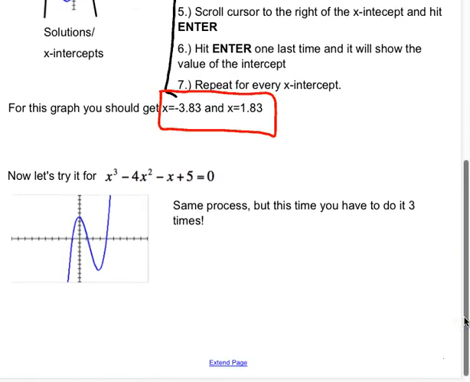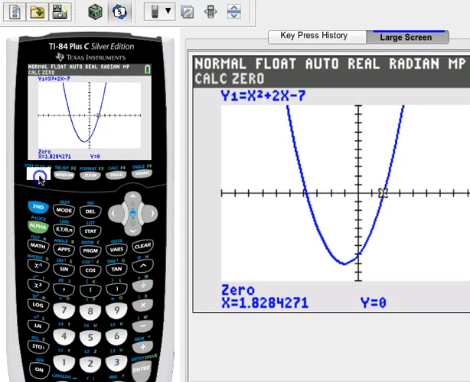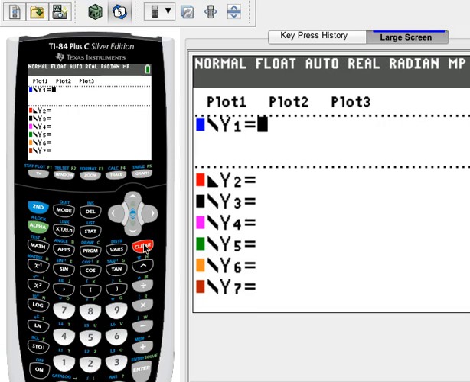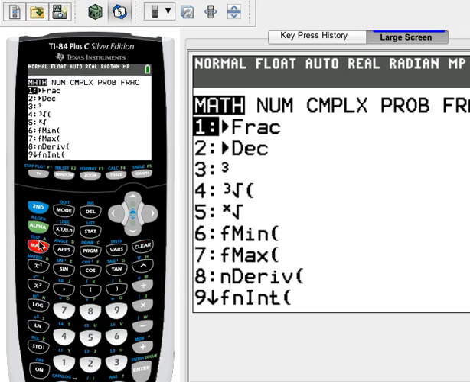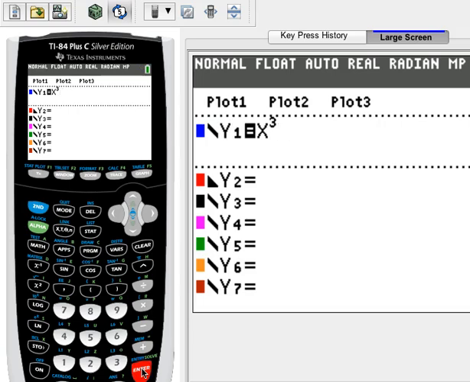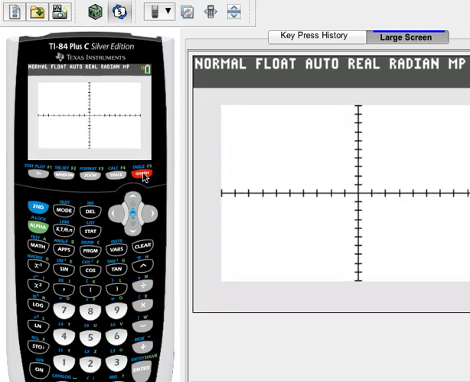Here's another function. So it's going to be the same process, but this time I think you can already tell it crosses the axis 3 times. So we're going to have to go through this process 3 times to get all of them. So I'm going to go back to my calculator. I'm going to clear it, and I'm going to put in that new function, x cubed minus 4x squared. Oh, didn't hit the squared. There we go. Minus x plus 5. So I'm going to graph my new function.